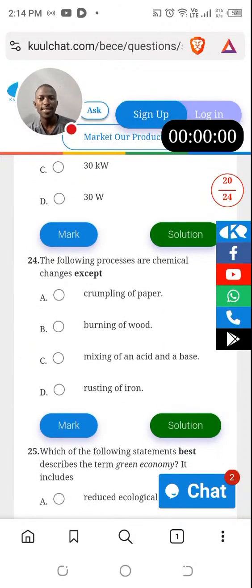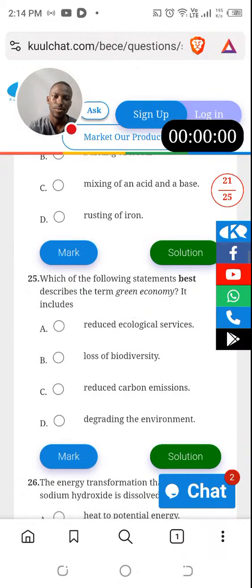The following processes are chemical changes, except mixing of acid or crumpling of paper is not chemical. This is obviously not the case. The next question that we have is, which of the following statements best describes the term green economy? It includes reduced ecological services. It includes loss of biodiversity, reduced carbon emission. Green economy, reduced carbon emission. Good.